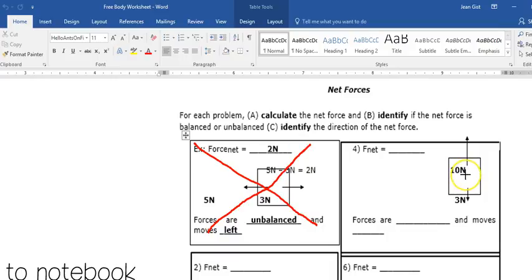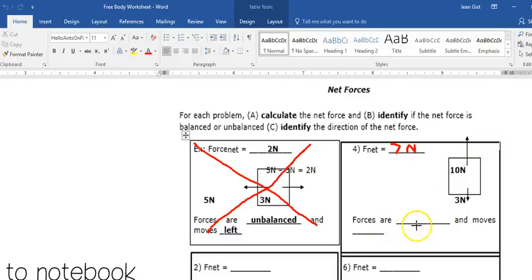This N is newtons, okay? That doesn't stand for north, that stands for the unit. So just look at the numbers. You're going to subtract 3 from 10. So your net force, F net, which means the total on this one, is going to be 7 newtons, okay? And because there is a net force, that means that the forces are unbalanced, and it's going to move up or to the north. Okay, that's the direction that has the most magnitude.